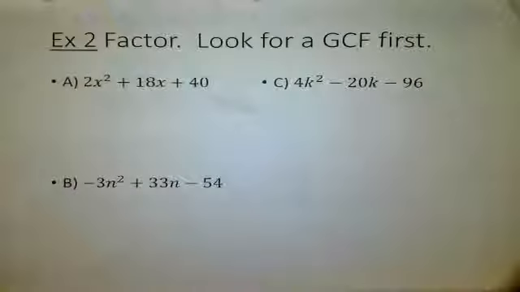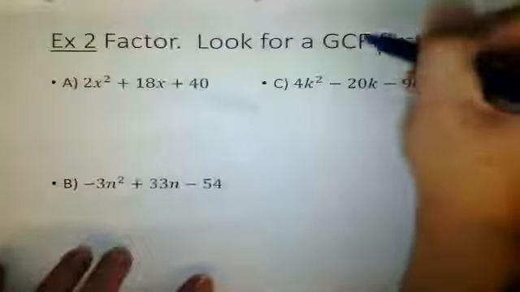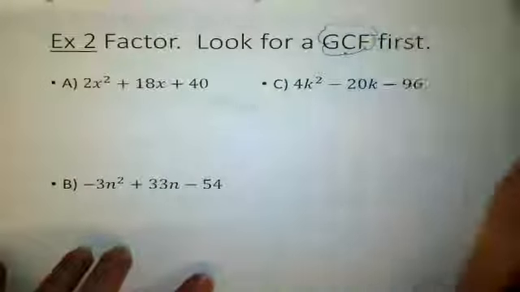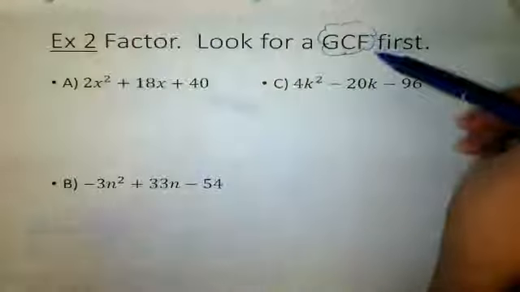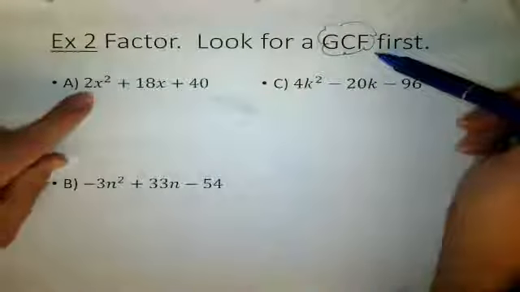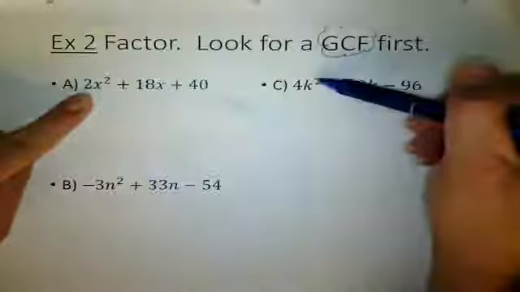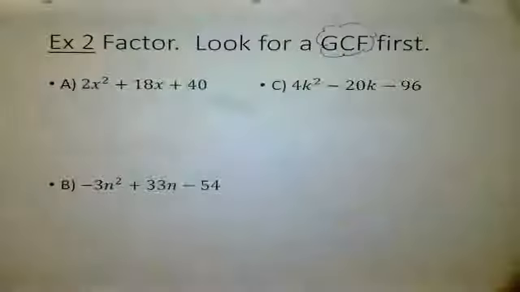It's more work. Yes, there's one more step we're going to put in here. This tags on to what we did on Friday. Look for a GCF first. GCF stands for what? Good, greatest common factor. For these, you'll notice there's a number in front of the x squared. So if we can, we need to see if we can take out a common factor. That is an option sometimes.